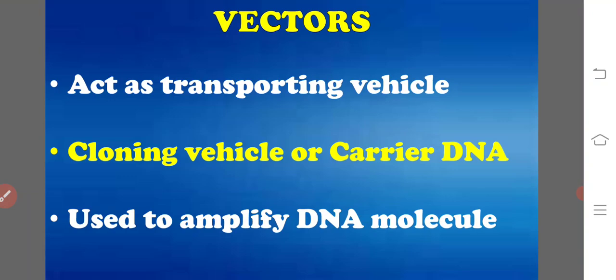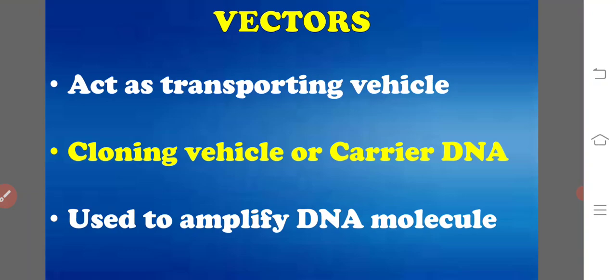The vector should be very small and easy to isolate, and it acts as a transporting vehicle, otherwise called the cloning vehicle or carrier DNA, and it is used to amplify DNA molecules. They must have one or more origin of replication so that they will be stable within the host cell.